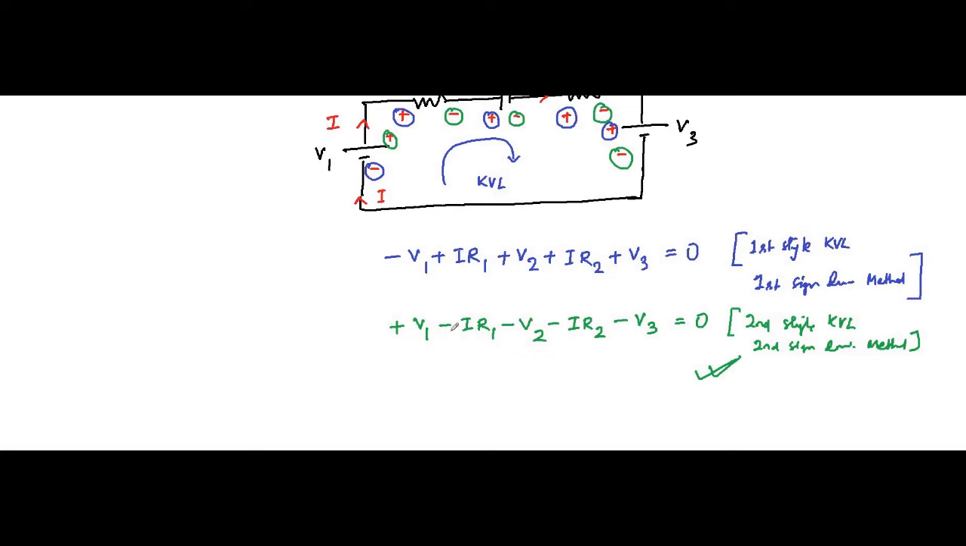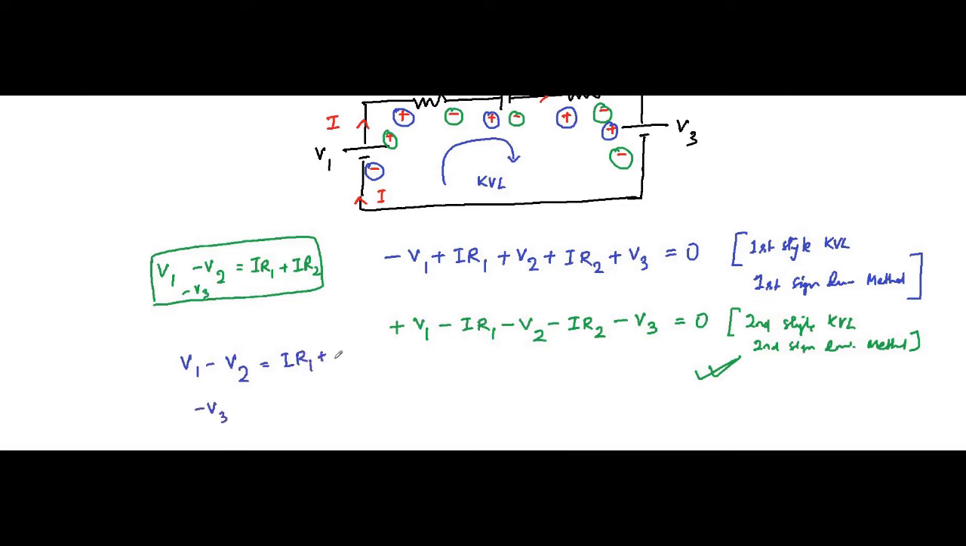Either way it is right, because if we bring V1 to the other side of 0, with voltages on one side and voltage drops on the other side, it will be V1 minus V2 is equal to IR1 plus IR2 here, and here also the same thing: V1 minus V2 minus V3, I missed that one, V1 minus V2 minus V3 is equal to IR1 plus IR2.